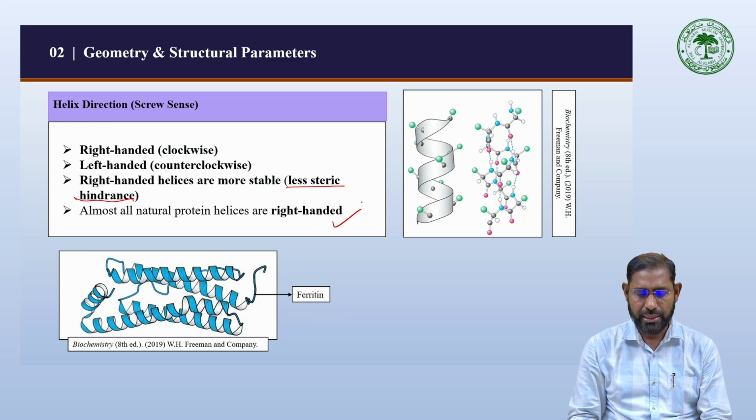One example here is ferritin, the structure of ferritin. You can see this is a right-handed helix. This is the turned helix of the alpha helix, shown here.